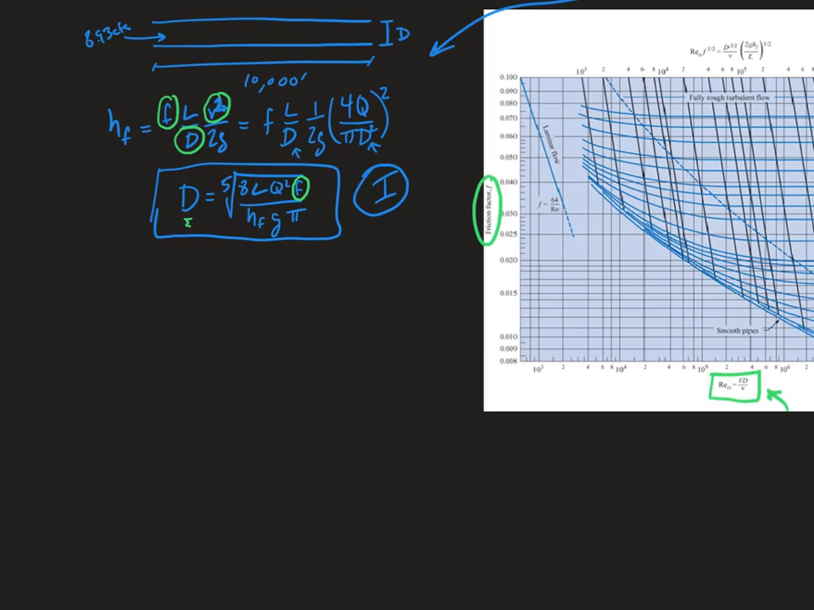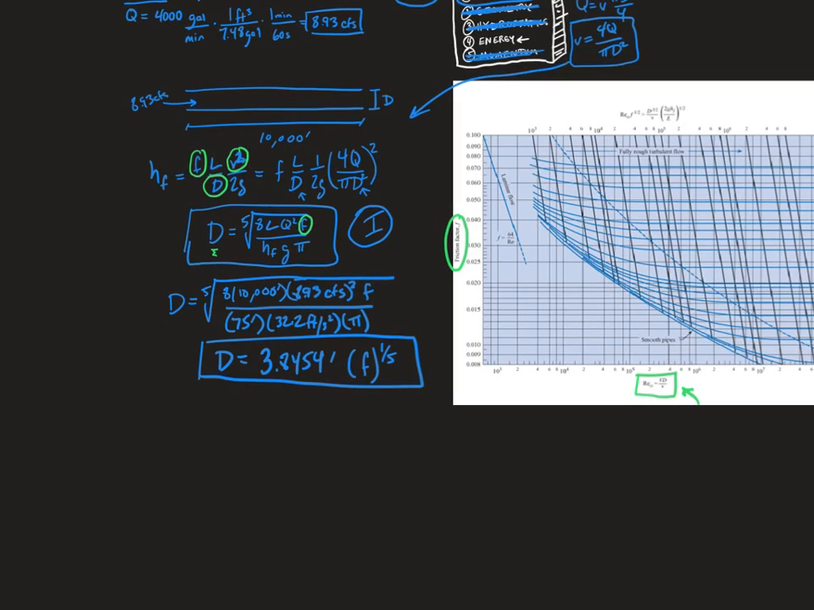Let's plug in some numbers and make this a simpler version of equation 1. So give me 1 second. All right, rearranging it, we get this, which is pretty easy to work with. We plug in F, we take it to the 1/5, and then we multiply it by 3.8454, because that's equation 1.